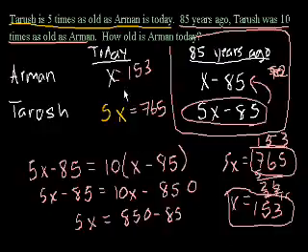If you say Armand is 153 and Tarush is 765, then 85 years ago Armand would have been 68 and Tarush would have been 680, and notice that's 10 times. So it worked out. So we're ready to tackle another problem, and we'll do one more problem.